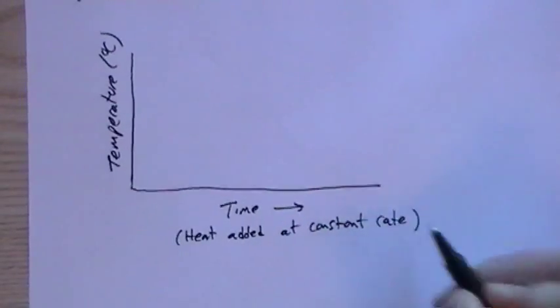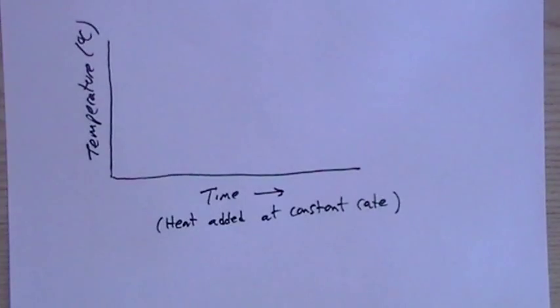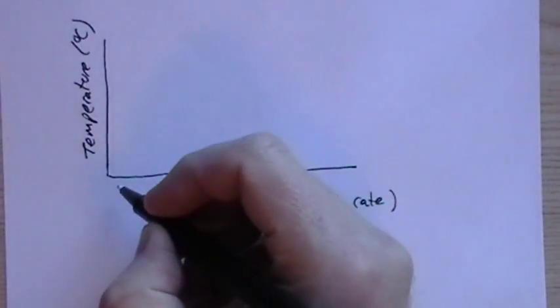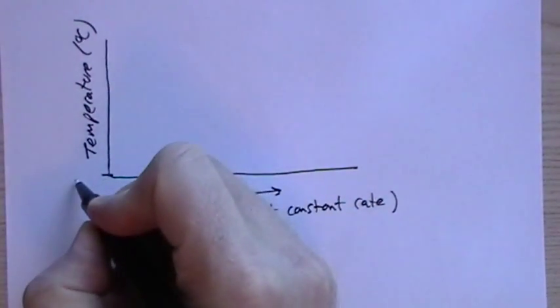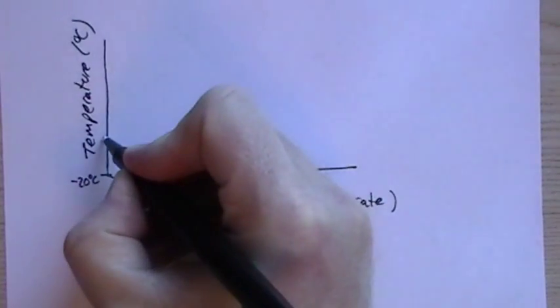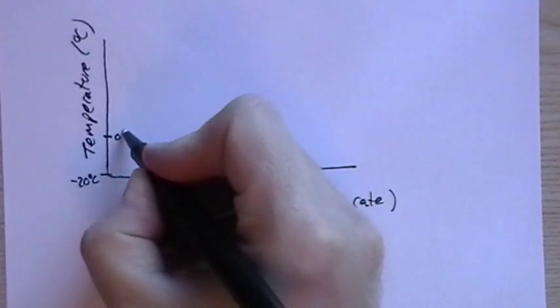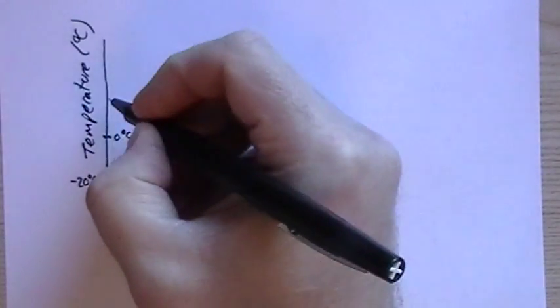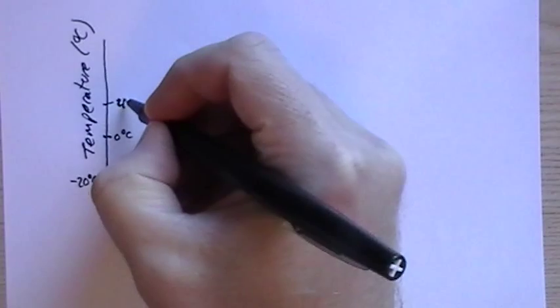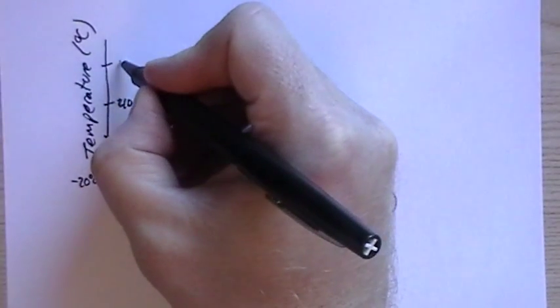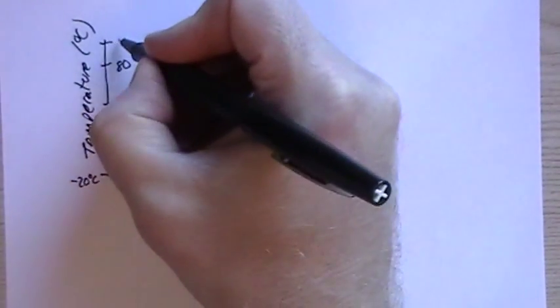the parts of it. So we're adding heat at a constant rate over time, and we start with a temperature of minus 20 degrees Celsius, and then, I didn't leave a lot of room here, we'll say 0, and then 20, I'll say 40, and then 80, and then this would be 100.